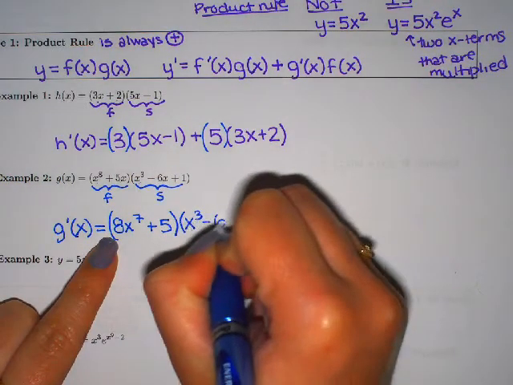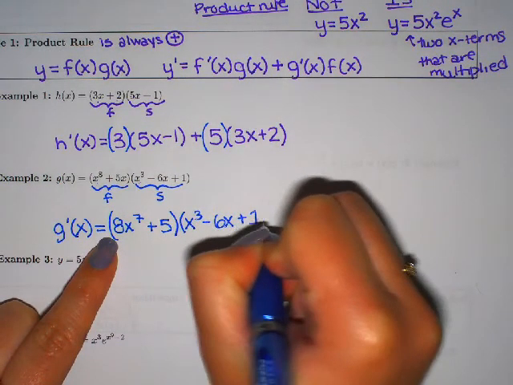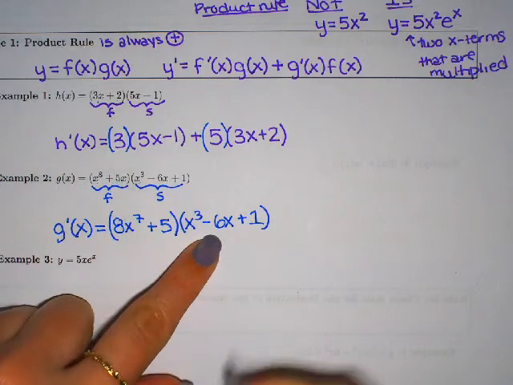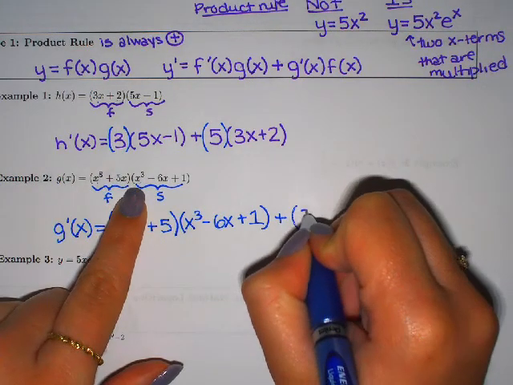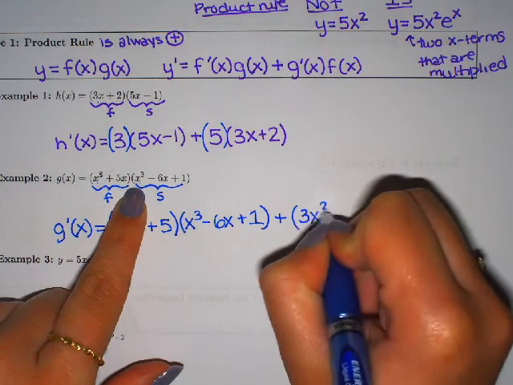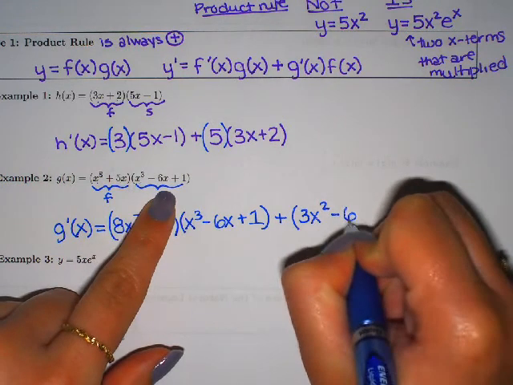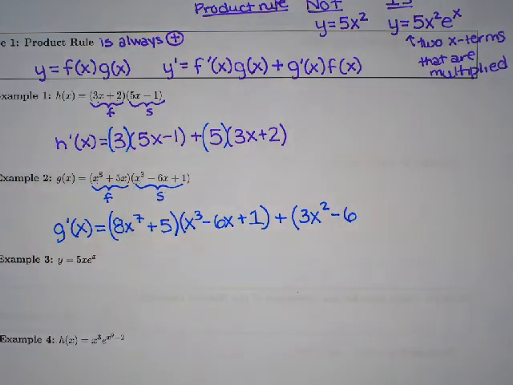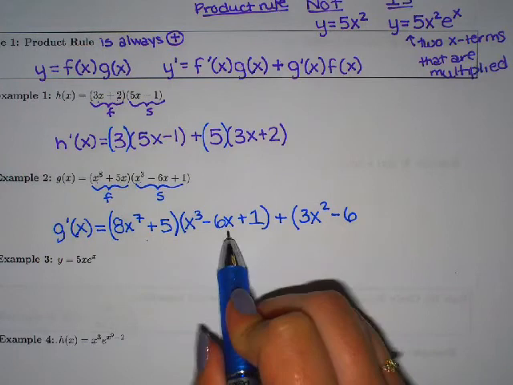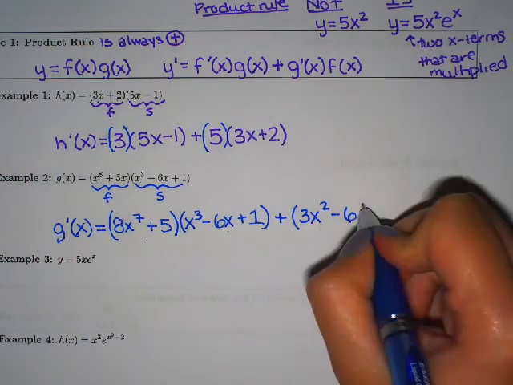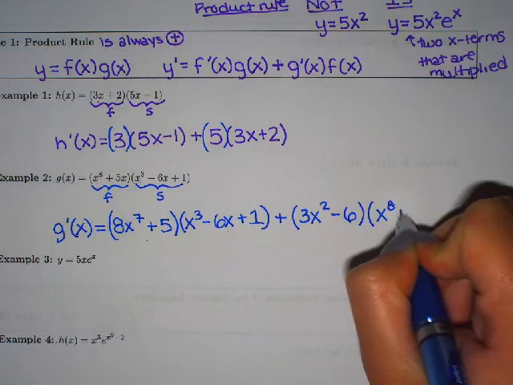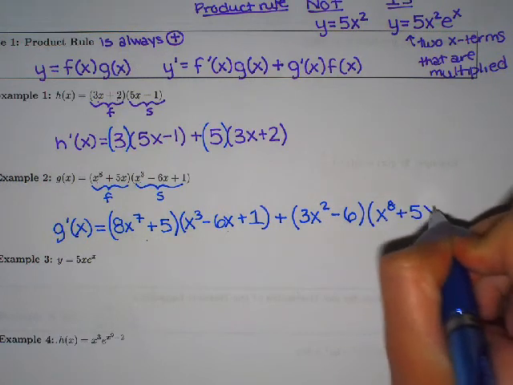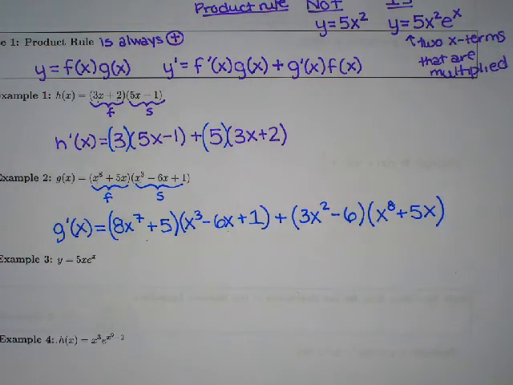Derivative of the first, original second. X cubed minus 6x plus 1. Derivative of the first, original second, plus for product, the derivative of the second, derivative of x cubed is 3x squared, derivative of negative 6x is negative 6, derivative of 1 is 0. So there's derivative of the first, original second, plus the derivative of the second times the original first, x to the 8th plus 5x.